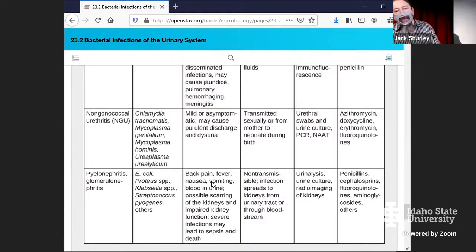So as the kidneys are infected, you see back pain, fever, nausea, and vomiting, among other things. There's the possibility for blood in the urine, damage to the kidneys, and severe infection can lead to serious complications and potentially even sepsis and death. So it's non-transmissible. It spreads to the kidneys, moving up the urinary tract or through the bloodstream, making its way to the kidneys. In that case, you would already be septic, so another issue, and then infection in the kidneys sets the stage for that.